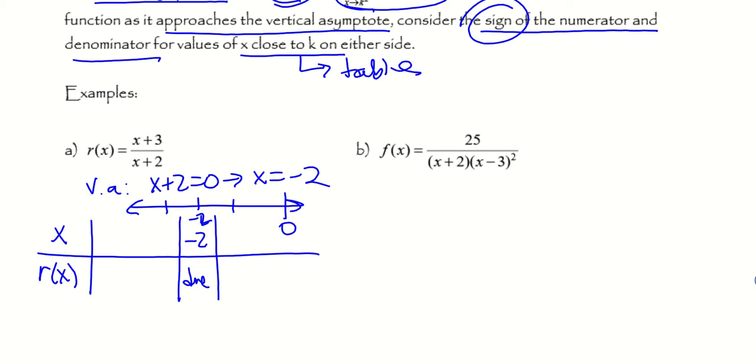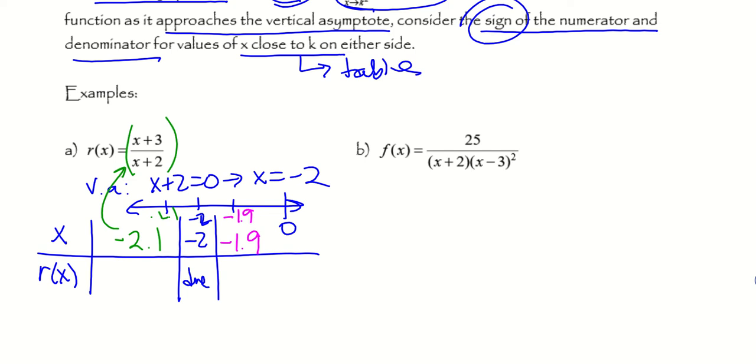So I'm going to take negative 2.1, which is just to the left of negative 2. And then on the right, I'm going to take negative 1.9. And I'm going to take those numbers and plug them in for x into my rational function, where what I really care about is not the number I get so much, but the sign of that number, whether it's positive or negative.